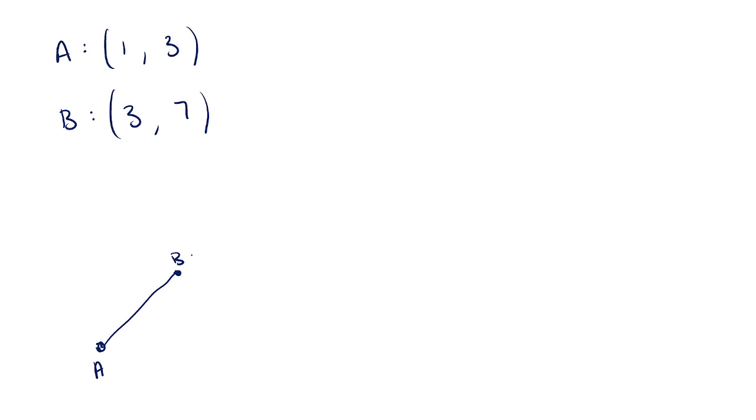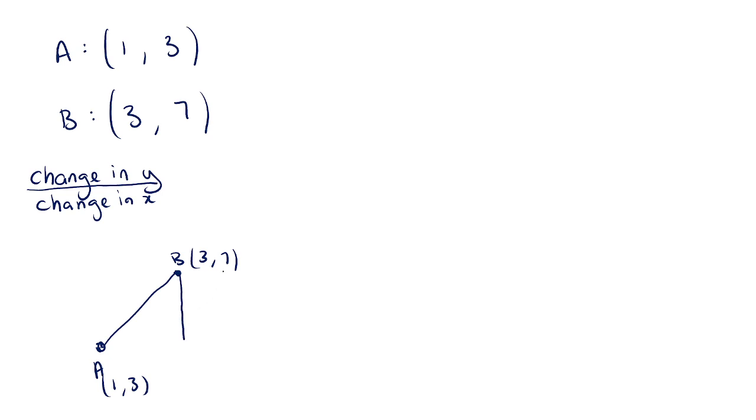And what we are going to do to work out the gradient between these 2 points is we're actually going to look at the change in the y coordinates, and then we will divide that by the change in the x coordinates. And so you can see B is out here at 3, 7, and A, in my case, is at 1, 3. And so the change between the two y coordinates, you are going to do this y coordinate here, 7, and you are going to subtract this y coordinate here, 3.